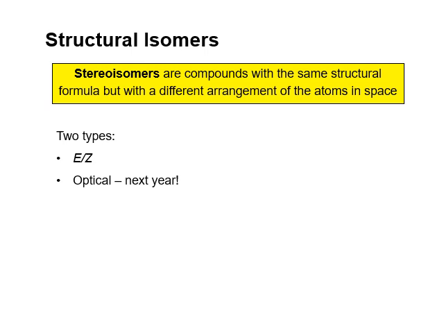So stereoisomers are compounds with the same structural formula but a different arrangement of the atoms in space. So that means that the atoms are all bonded to the same atoms they were before, but for some reason they're held differently in space. And there are two types of stereoisomerism. We've got EZ and we've got optical, which we will look at next year. For now, we just want to focus on EZ.